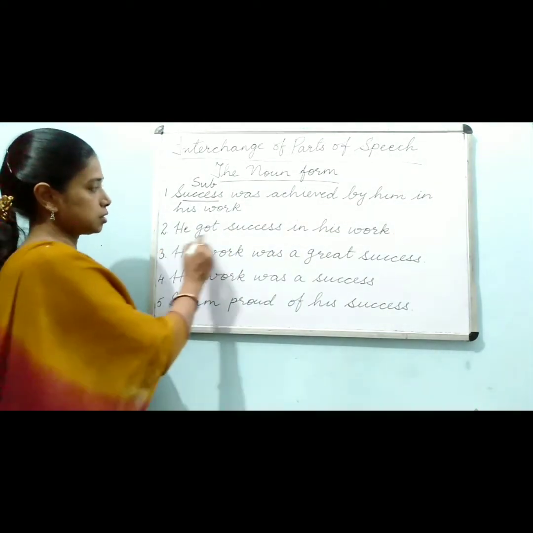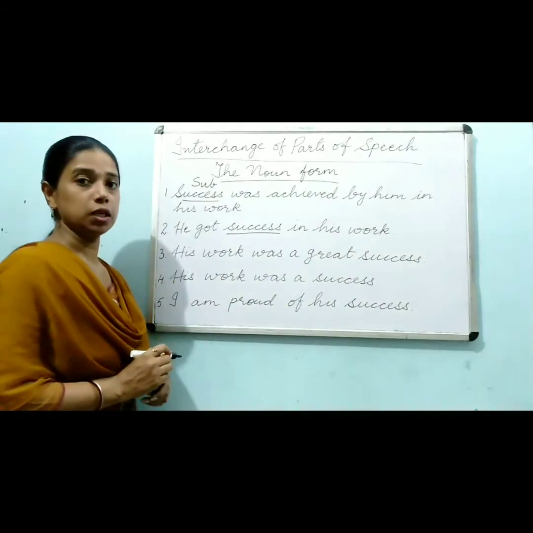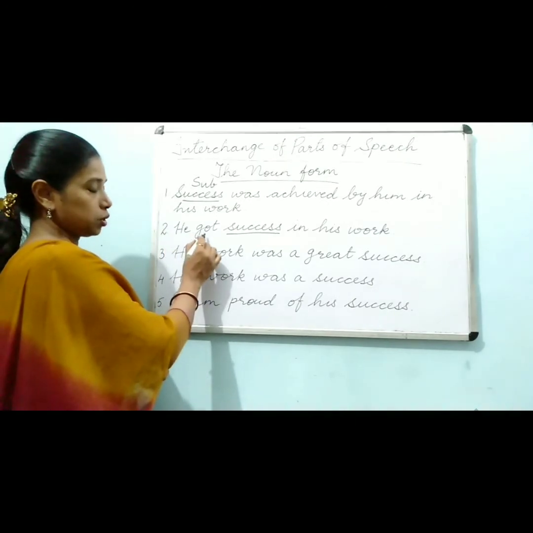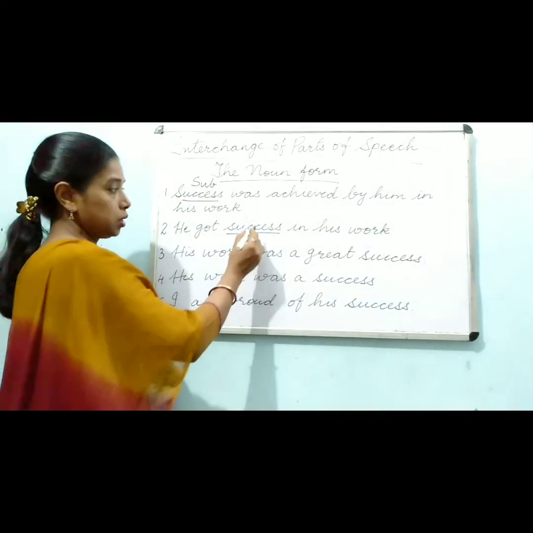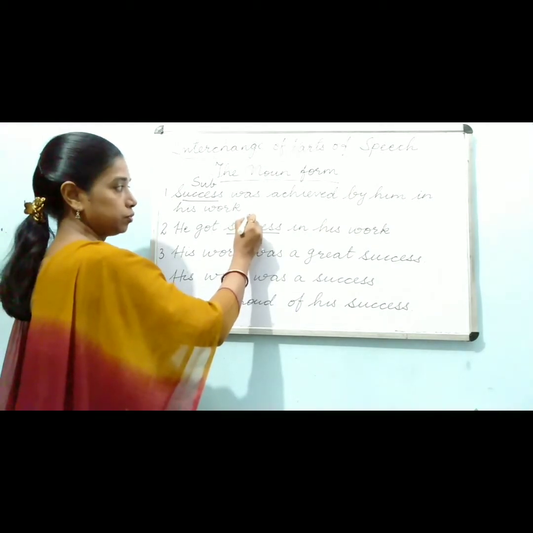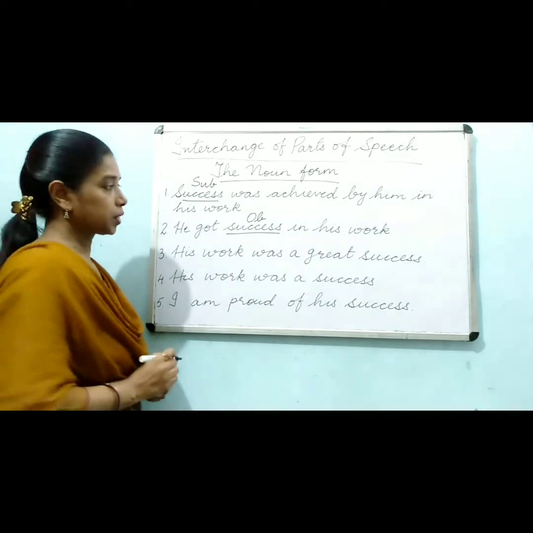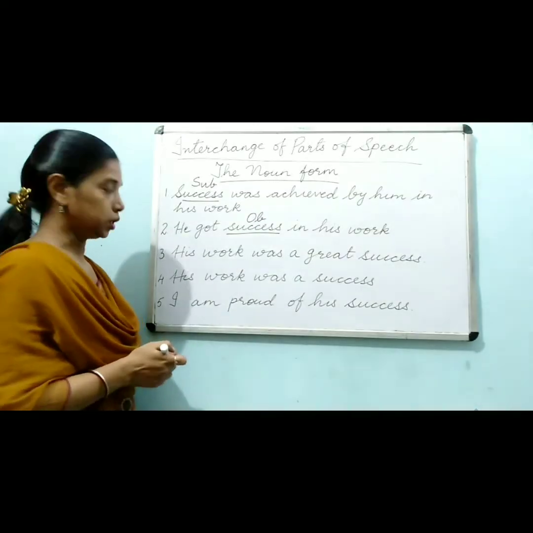Then in the second sentence you can see that I have used success in place of the object. He is the subject, got is the verb, and after the verb the object is there. So I have used the noun form here in the object's place. So your sentence is: he got success in his work.